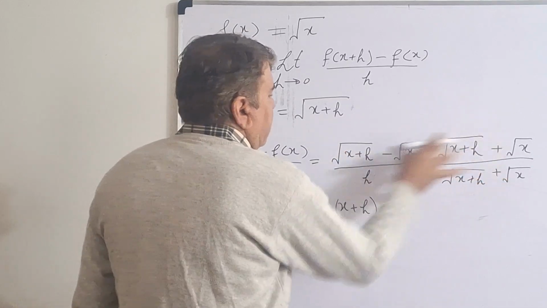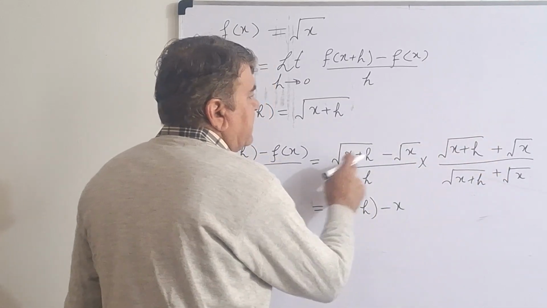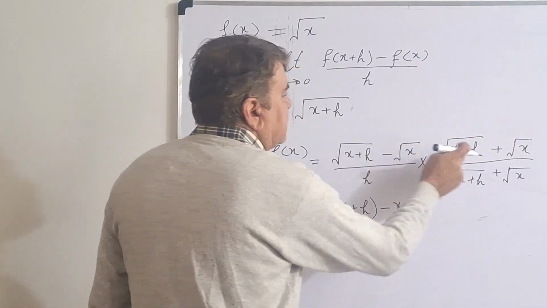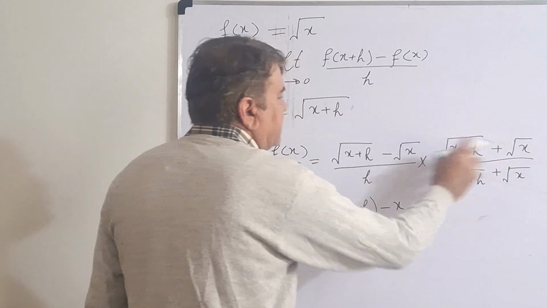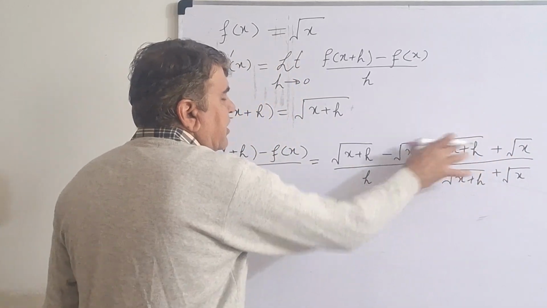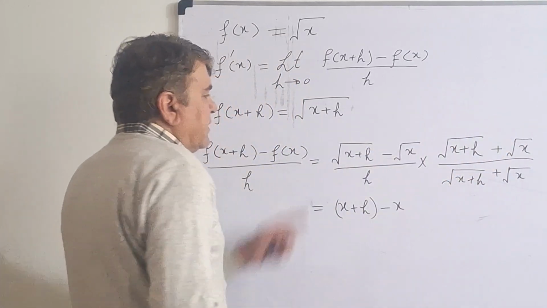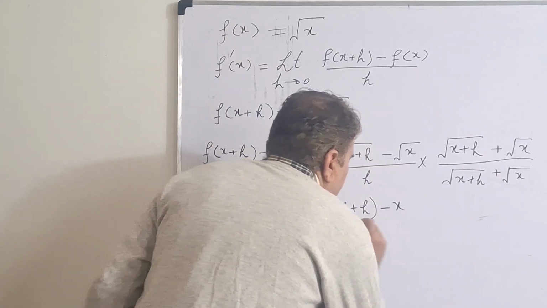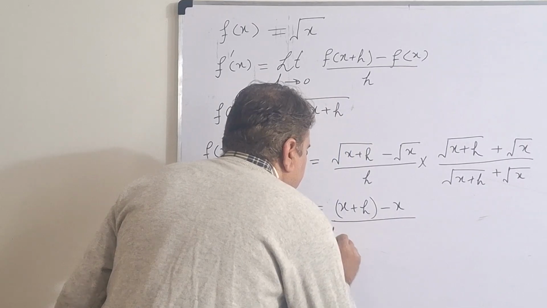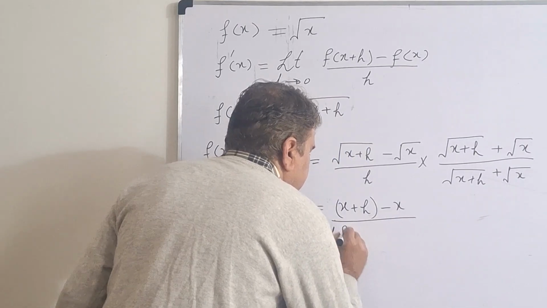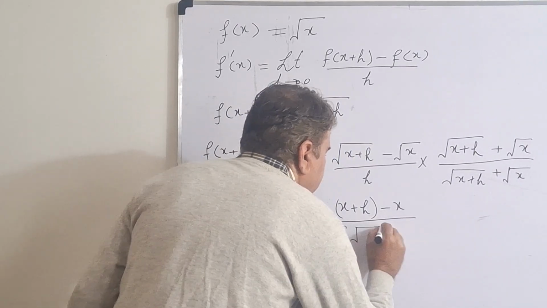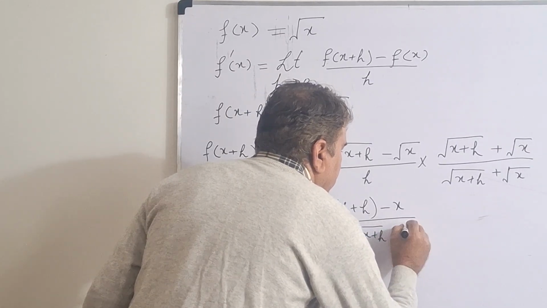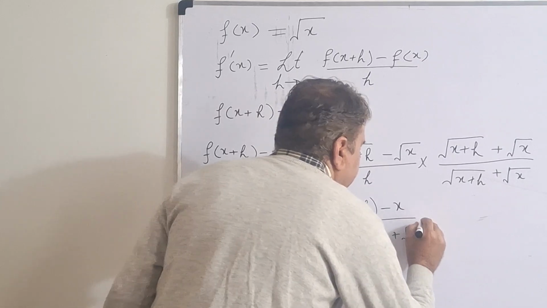That is, I can write the numerator in this thing, this with this, then minus this with this, and this with this. So this multiplication cancels the cross terms and just squares the similar terms, and I can write it like this. And then I write this over h times square root of x plus h plus square root of x.